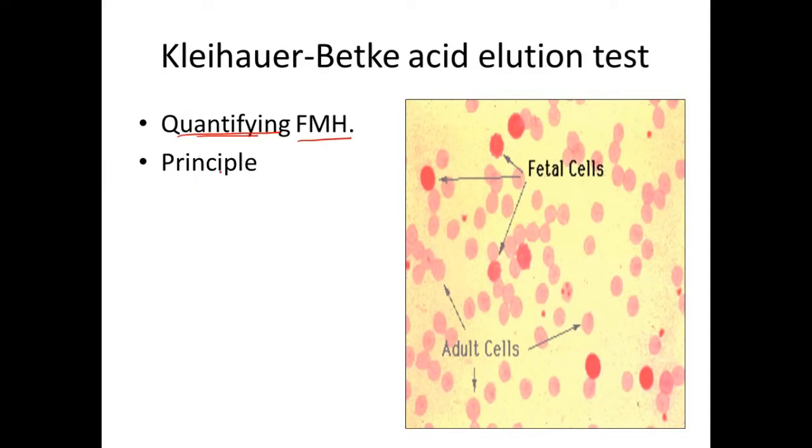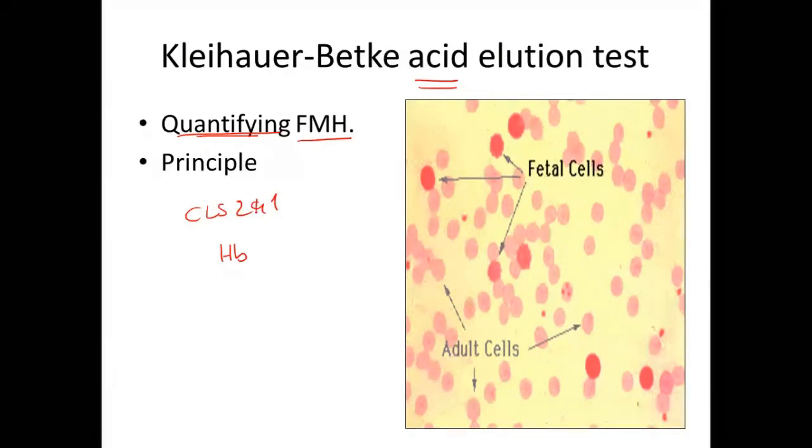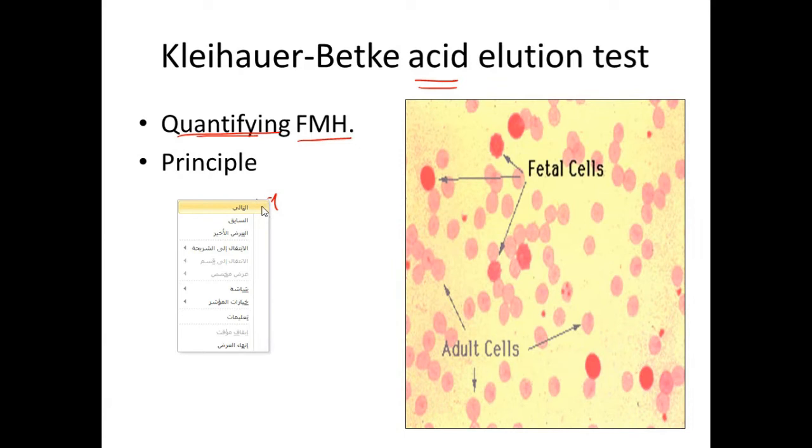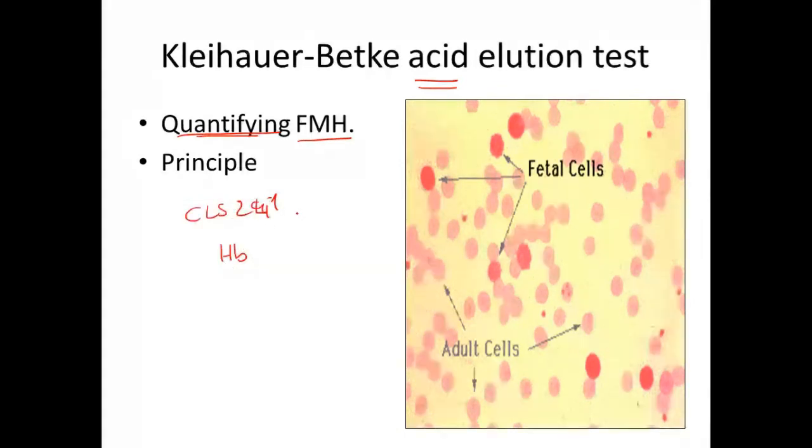The main principle of this test is that we use acid. The acid will elute adult hemoglobin. What is adult hemoglobin? Can you remember? We have 3 types of hemoglobin: hemoglobin A, hemoglobin A2, and hemoglobin F. What is the most common in adults?